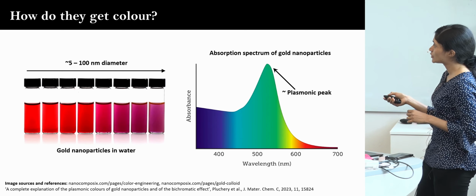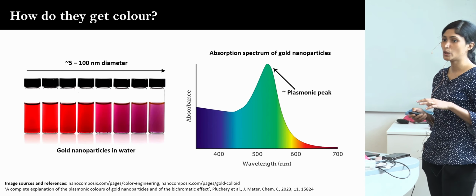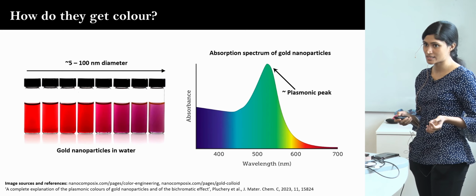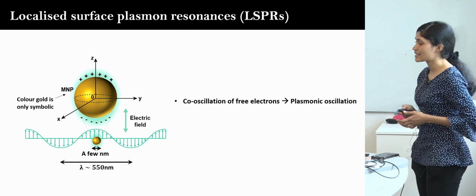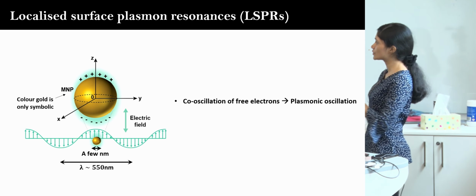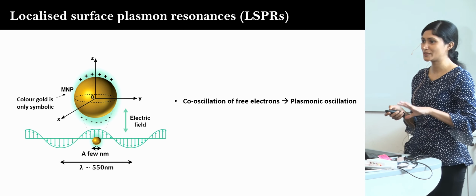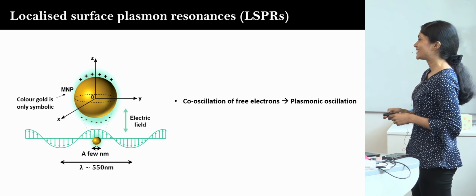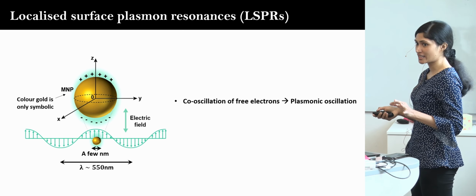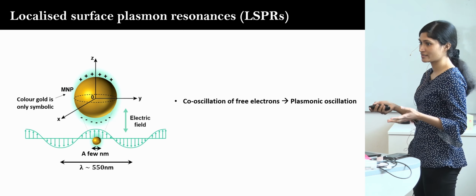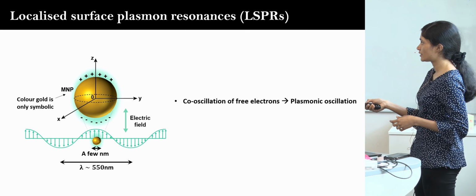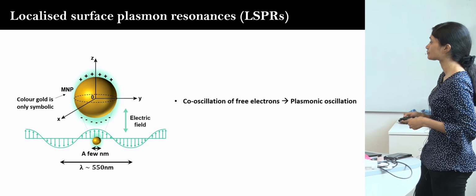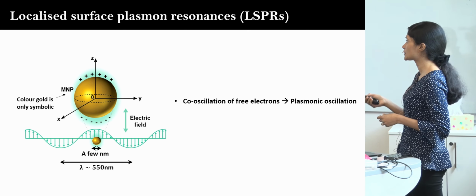And this peak happens due to a special phenomenon called localized surface plasmon resonance. So the peak is called a plasmonic peak. Let's have a look at what that is. So here's a gold particle. I've drawn it in gold only symbolically, and it's going to be much smaller in size than any visible light that we shine on it, because this is micrometer scale and this is just a few nanometers, a few tens of nanometers sometimes.